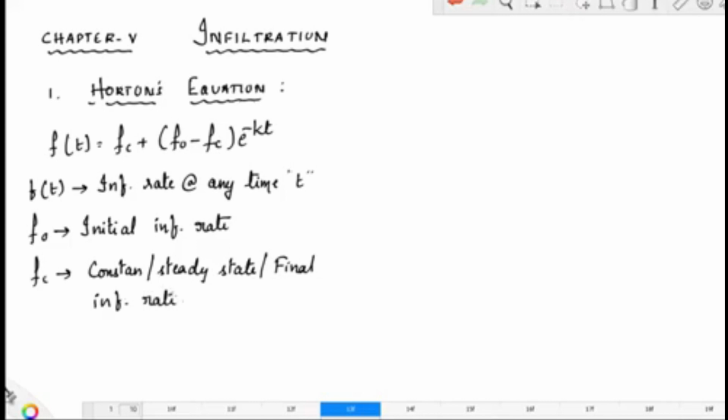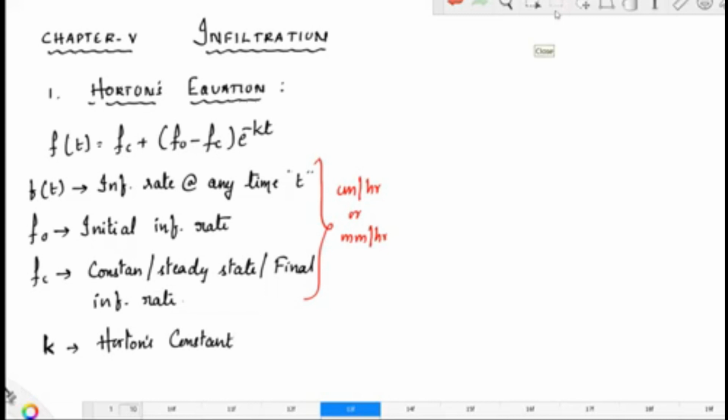Generally all these three things will be either in centimeter per hour or mm per hour. K is representing what? Horton's constant. Horton's constant units will be per hour.